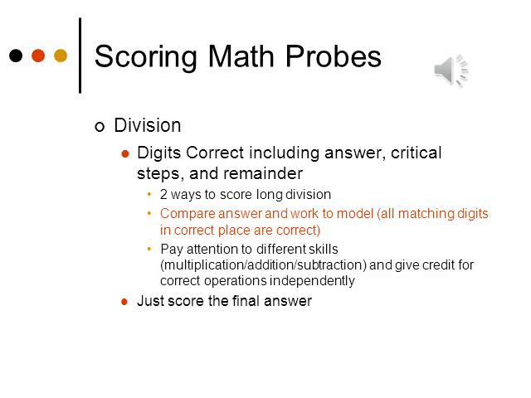Similarly, for division, we can score the digits correct, including the answer and the critical steps in the remainder. And there are two ways to score this. We can compare the answer and the work to the model, where all matching digits in correct place are correct, or we can pay attention to the different skills. Again, multiplication, addition, and subtraction all go into long division, and we can give credit for correct operations independently. Or we can just score the final answer. So really that three-digit, two-digit response, and record digits correct there.